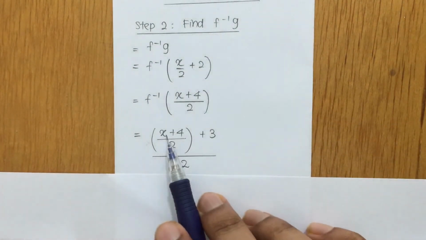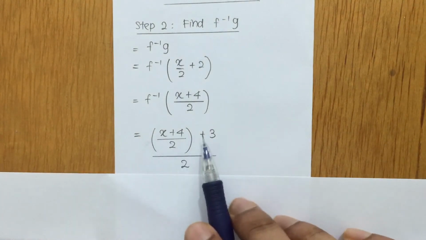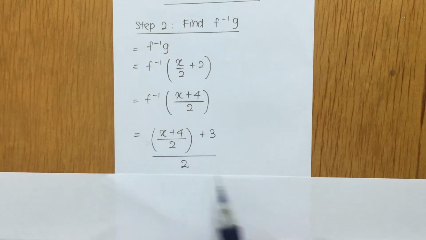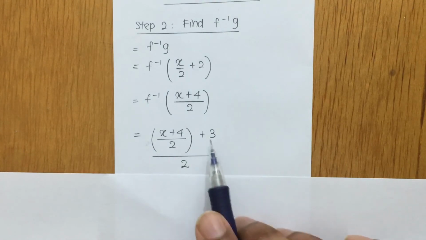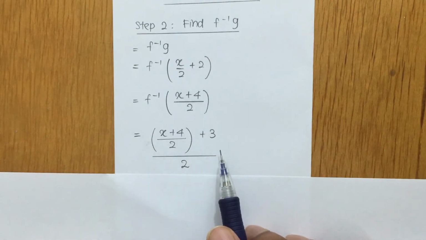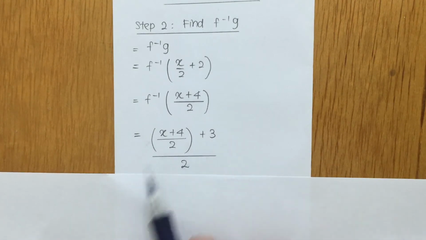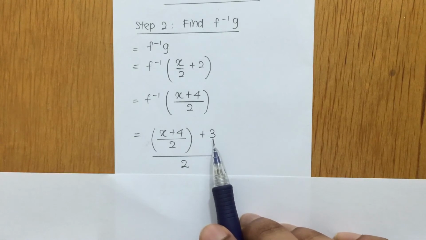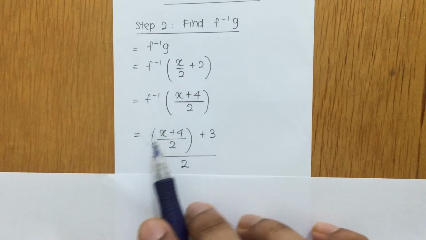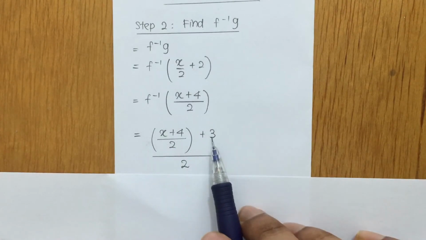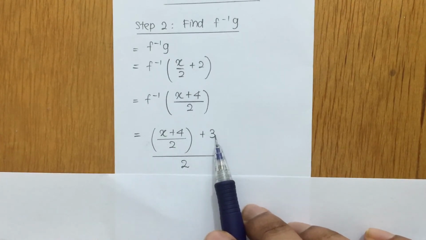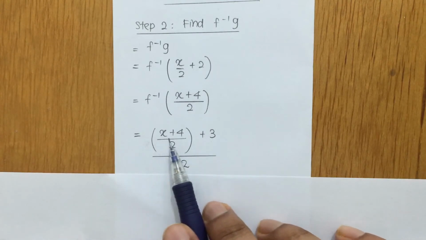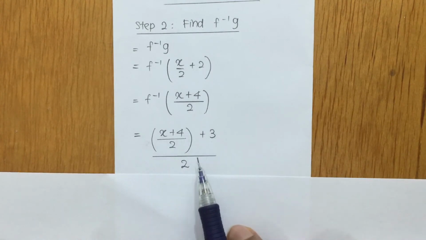Okay, so x plus 4 over 2 in a bracket plus 3, and then you divide by 2. If I were you, I will try to solve the numerator first, and then only proceed to the overall fraction. Since you have your 3 here, you can combine these two separate units into one single fraction. The 3 you can times by 2, so it becomes 6 over 2, and x plus 4 over 2 you can combine with 6 over 2.